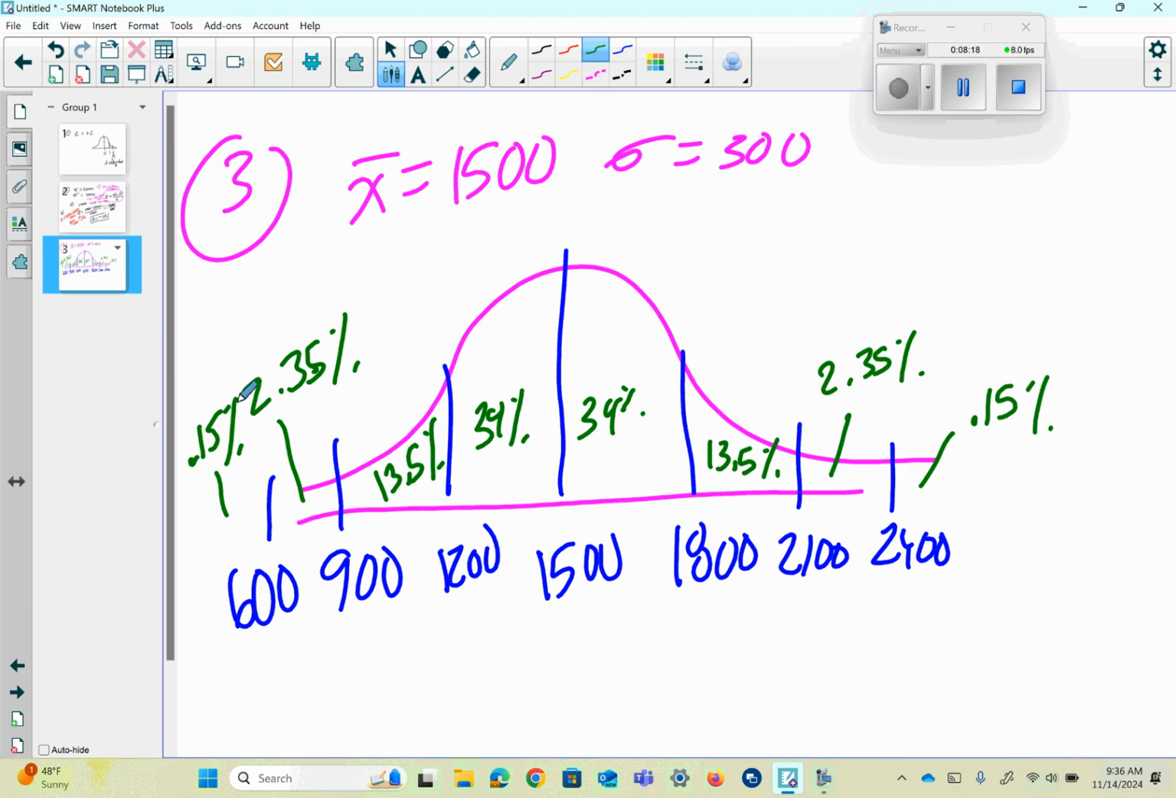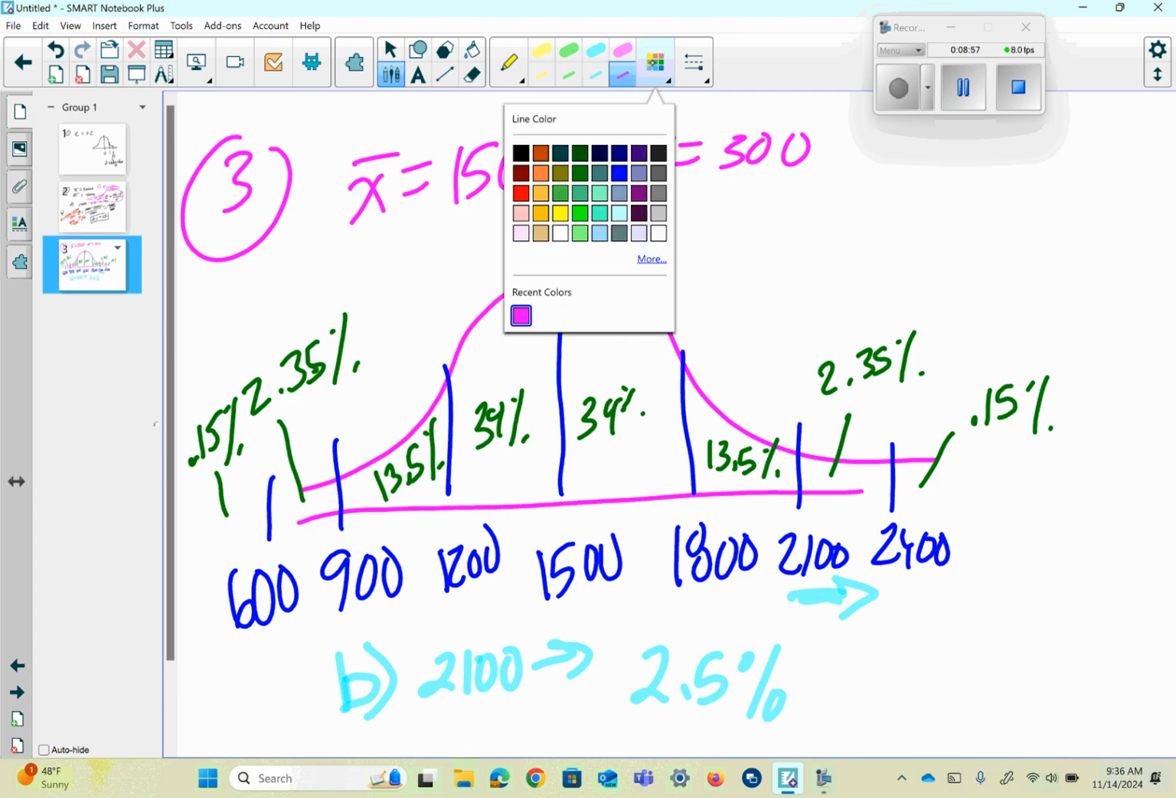All right. So what percent of words are greater than 2,100? So for B, 2,100 and above. So I'm going to go here and this way. So 2.35 plus 0.15 is 2.5%, or 2.50. Okay.